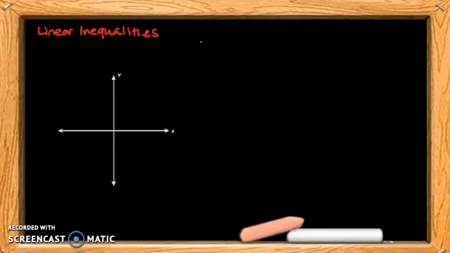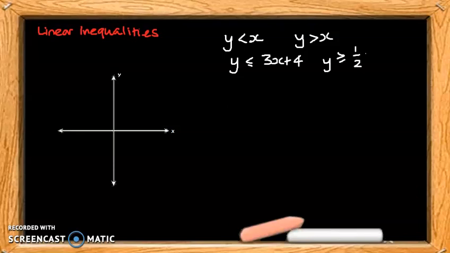So in summary, an inequality is when we have an expression that might be y is less than x, y is greater than x, y could be less than or equal to 3x plus 4, y is greater than or equal to a half x minus 6. Any sort of expression that we could have had with an equal sign where we now have some element of greater than or less than is an inequality.